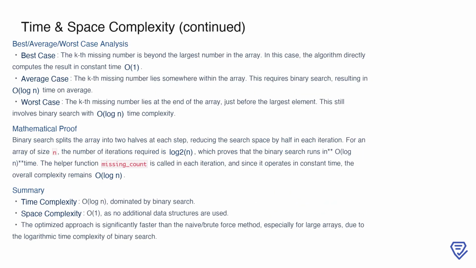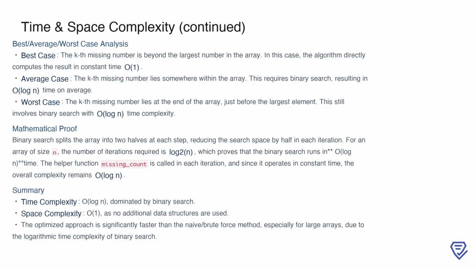When analyzing the best, average, and worst cases, we see that the algorithm performs efficiently across the board. In the best case, the kth missing number is beyond the largest number in the array. Here, the algorithm simply computes the result in constant time, or O(1). On average, the kth missing number will lie somewhere within the array. This requires the use of binary search, leading to an average time complexity of O(log n). In the worst case, the kth missing number is located near the end of the array, just before the largest element. Even in this case, binary search still runs in O(log n) time.